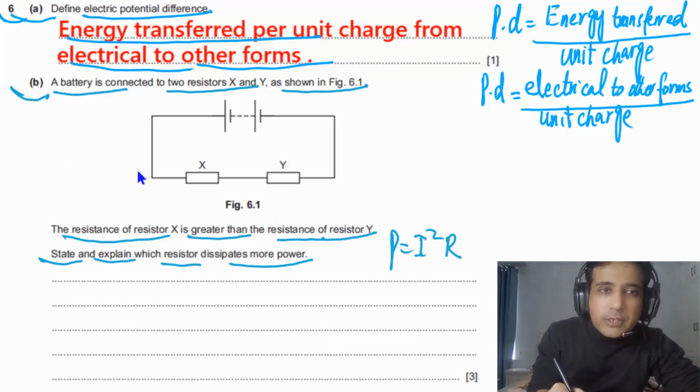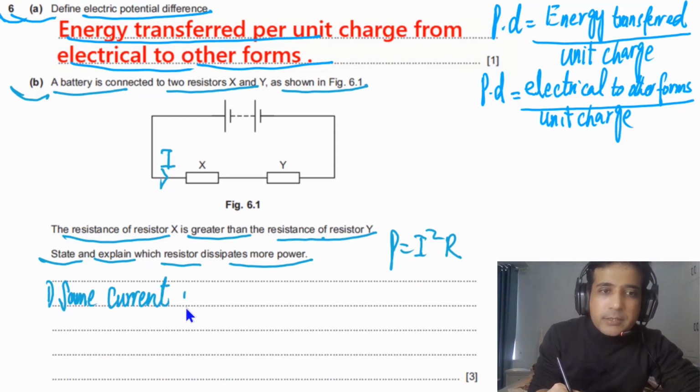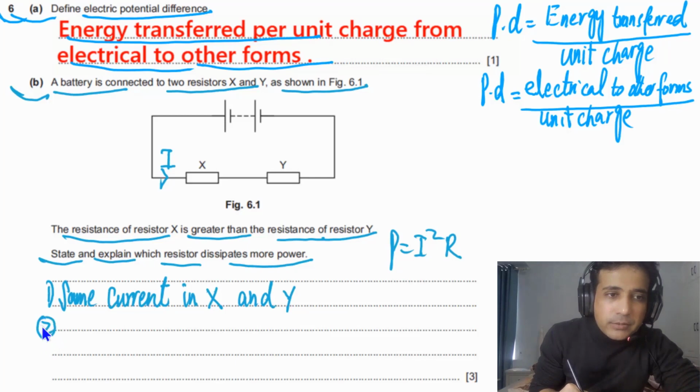First of all, let's look at current. The current passing through these two resistors is the same, because the two resistors are connected in series. So the first point, you can write down same current in X and same current in resistor Y. The second point, you can copy the formula P is equal to I squared times R. So this can be 1 point.